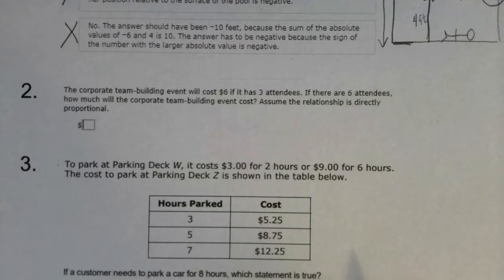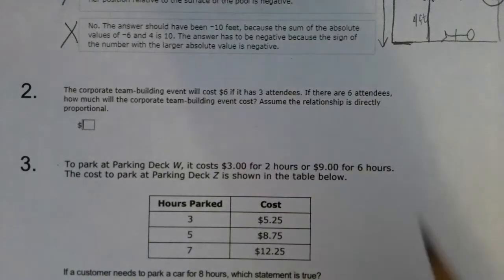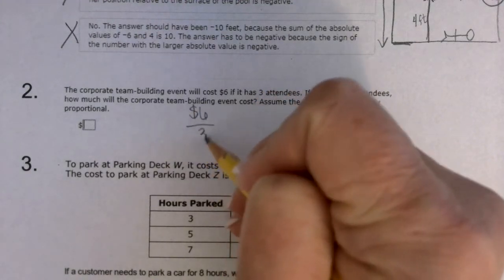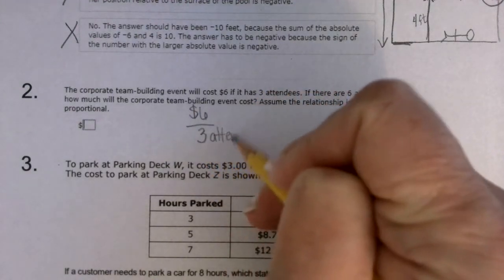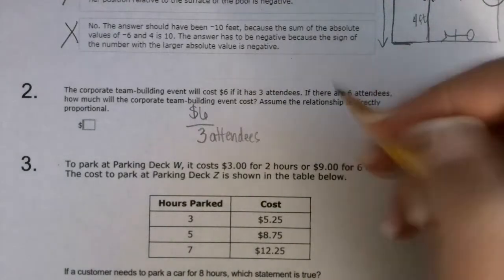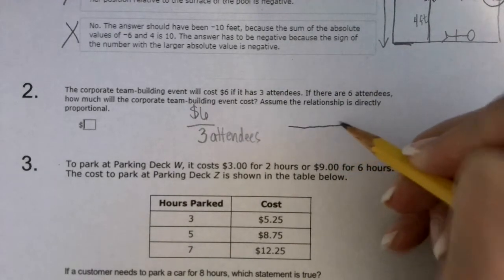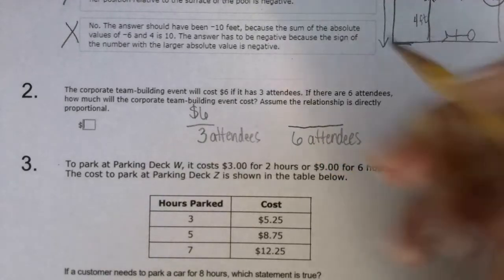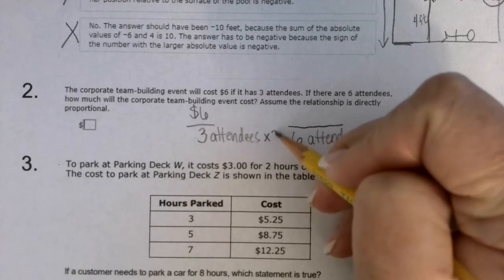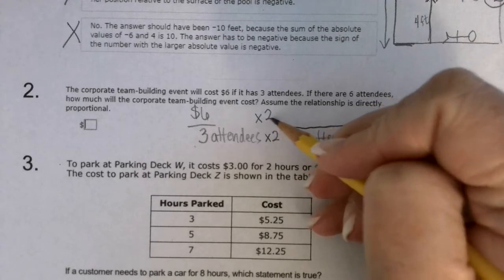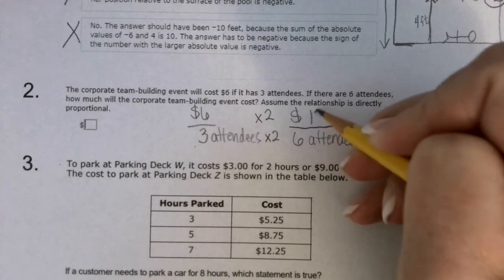The corporate team building event will cost $6 if it has 3 attendees. So we have $6 for 3 attendees. And then it says, if there are 6 attendees, how much will the corporate team building event cost? So if we have 6 attendees, then we're multiplying by 2 to get from 3 to 6. So we have to multiply by 2 here. So it would be $12.